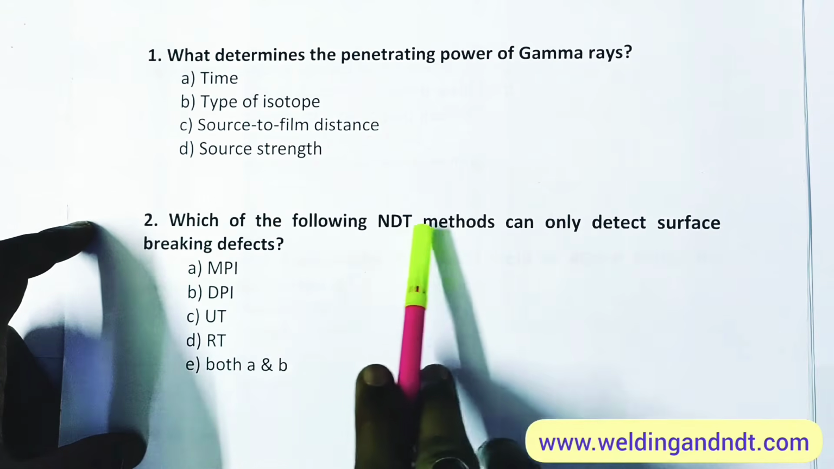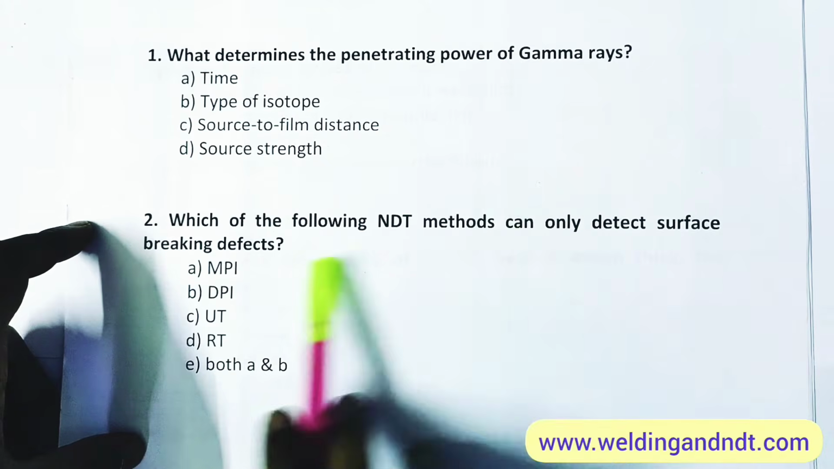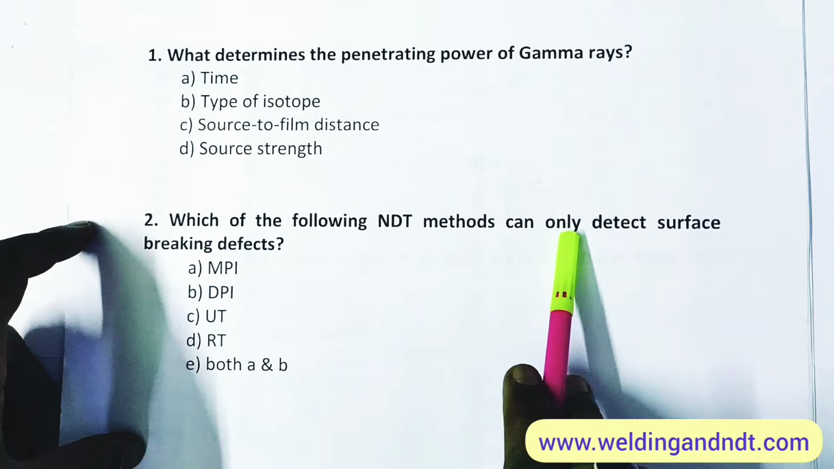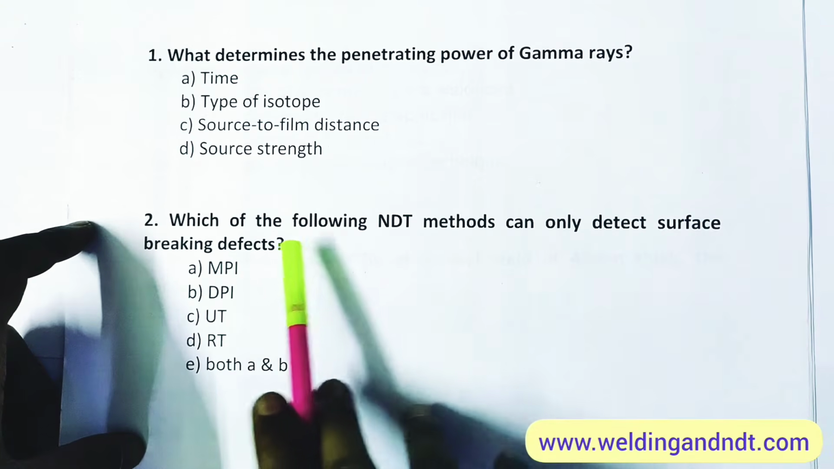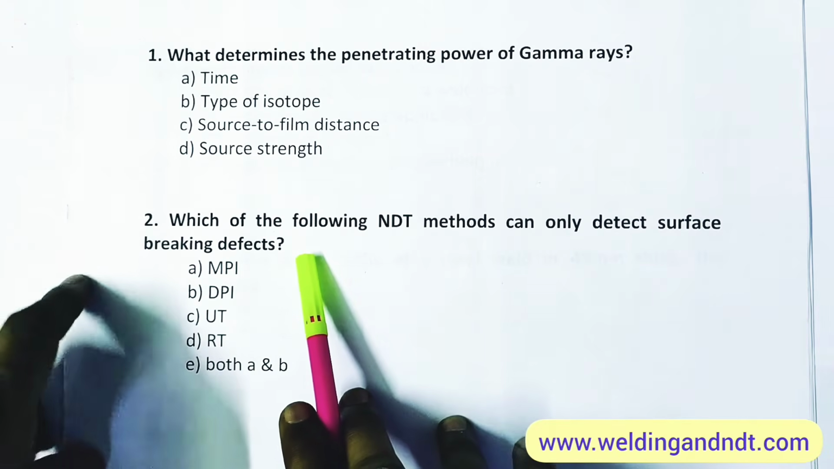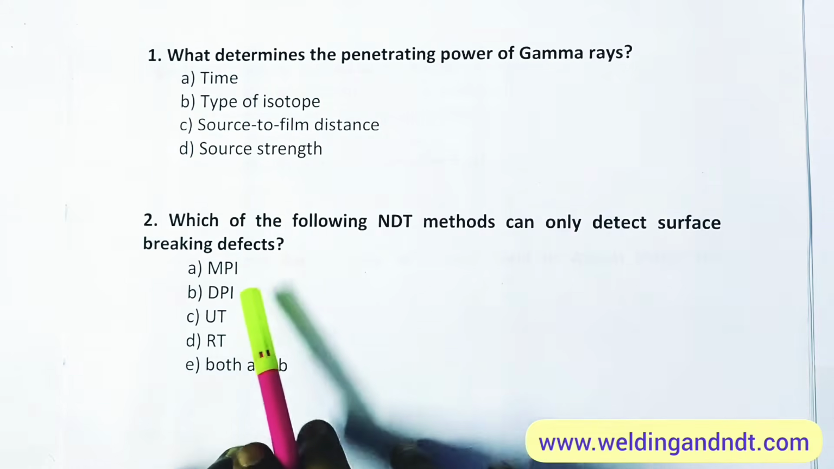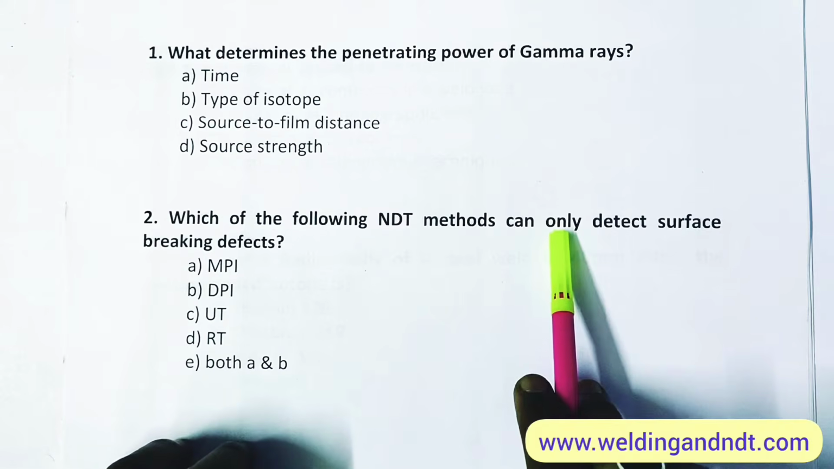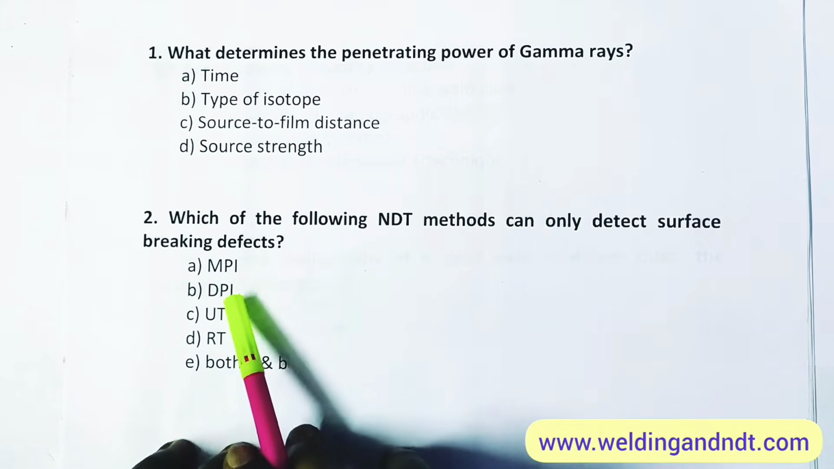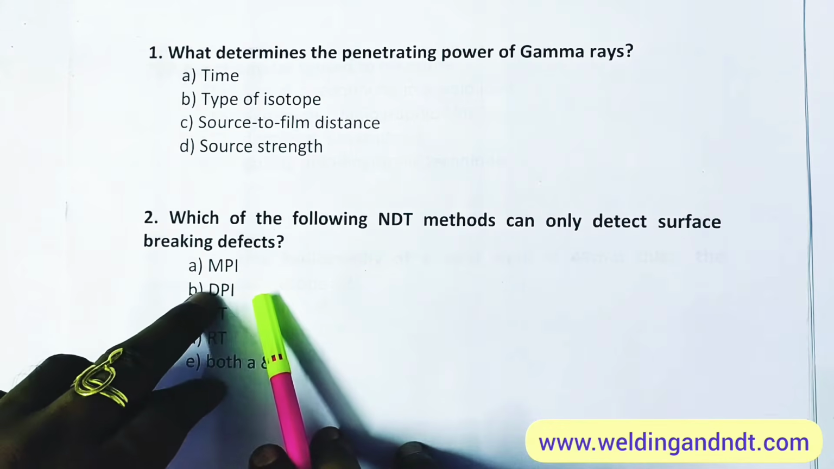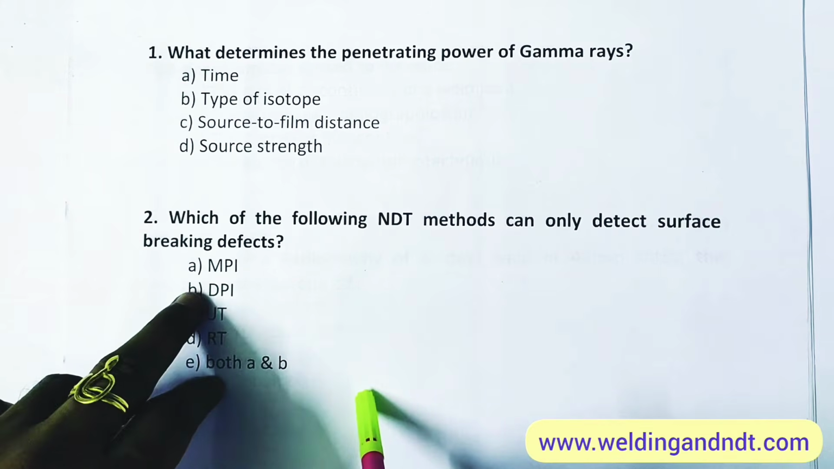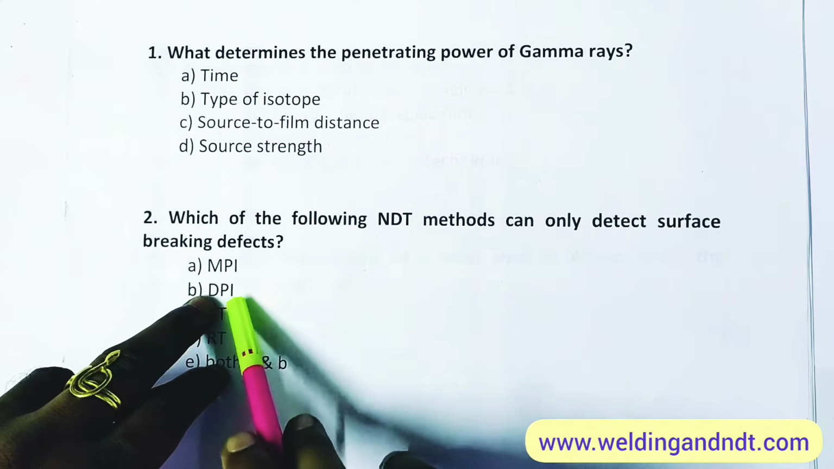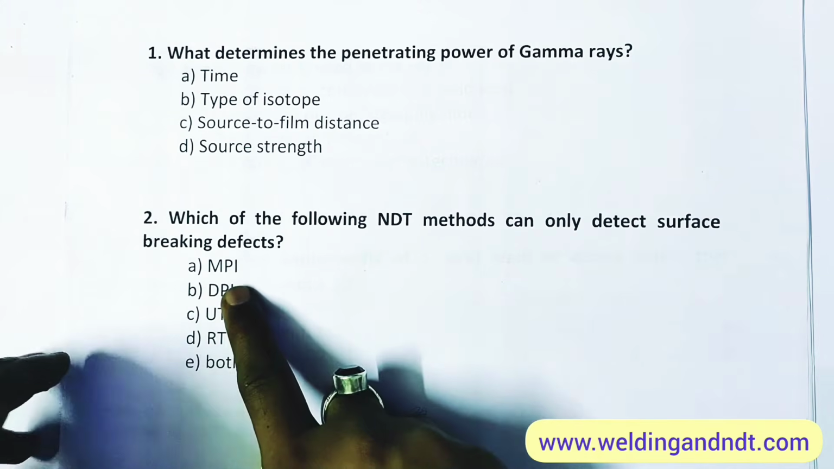Which of the following NDT methods can only detect surface breaking defects? So here the words "can only" are there, and detect surface breaking. Surface breaking defects can be detected by DPI and MPI, but here the words "can only" are mentioned, meaning only surface defects. So only surface defects are detected by dye penetrant test or dye penetrant inspection. It is DPT or liquid penetrant inspection. All names are same. So the answer will be B.